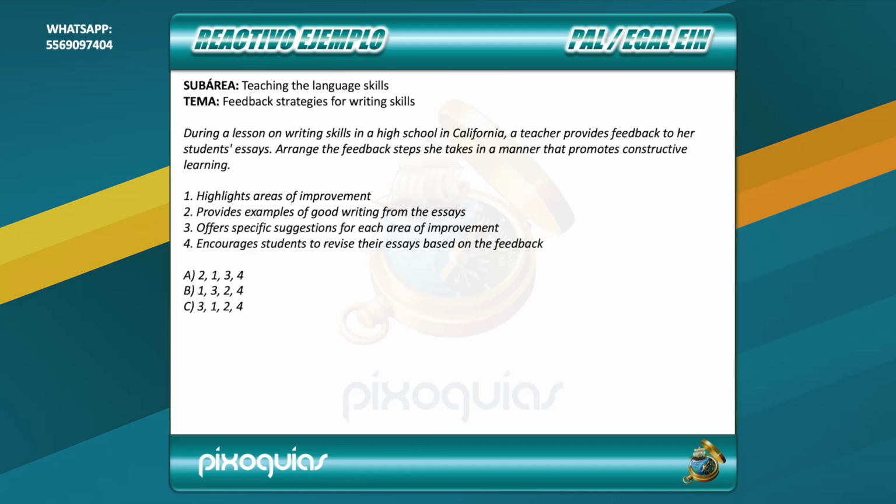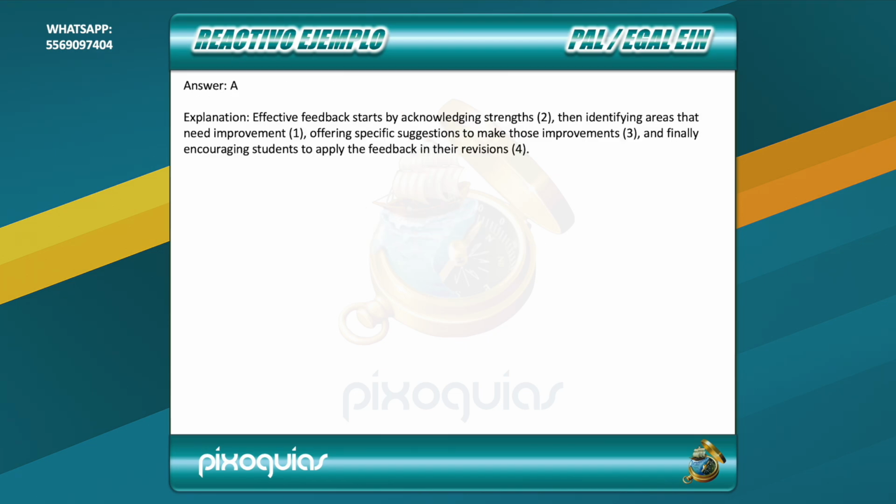Let me explain. Effective feedback starts by acknowledging strengths, then identifying the areas that need improvement, offering specific suggestions to make those improvements, and finally, encouraging students to apply the feedback in their revisions. Let's move to the next exercise.